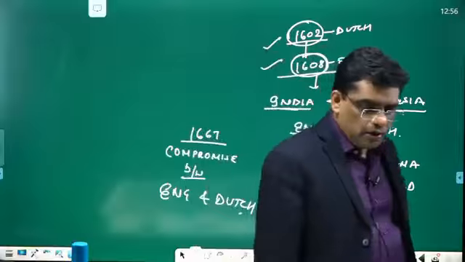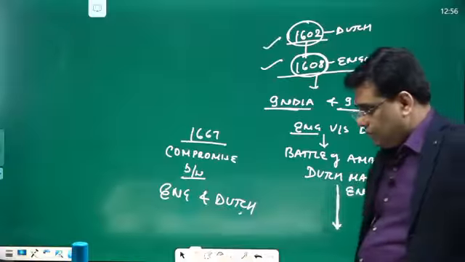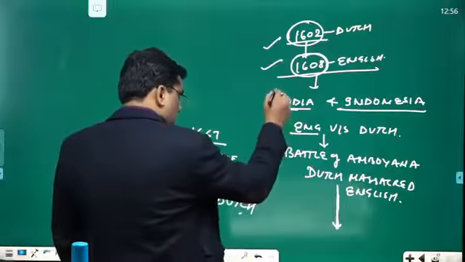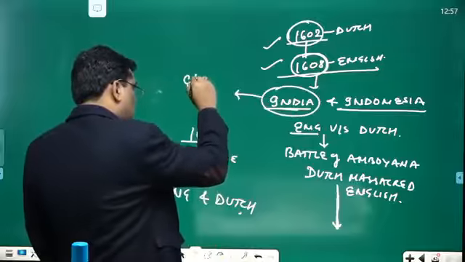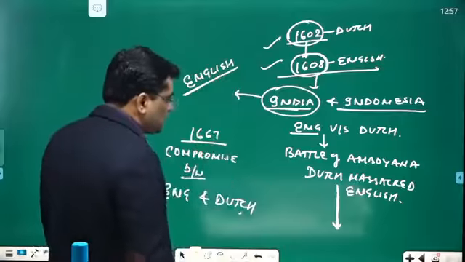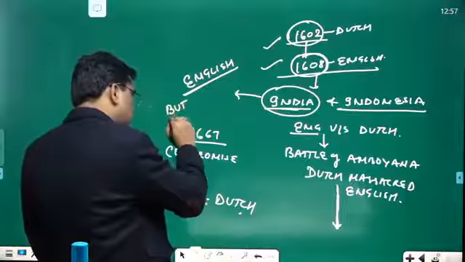So after the Battle of Amboyana, in which Englishmen were massacred by Dutch, a long rivalry had started between them. In 1667 there was a compromise between English and Dutch. English will take control over India. In India, there will be English East India Company, but Dutch will maintain its territory in India.